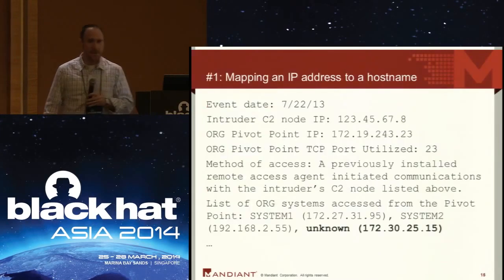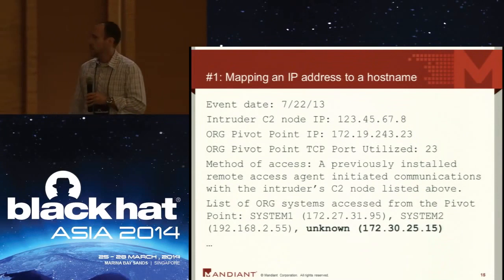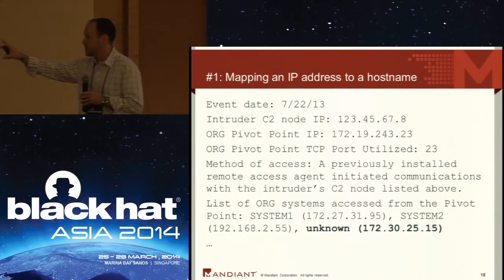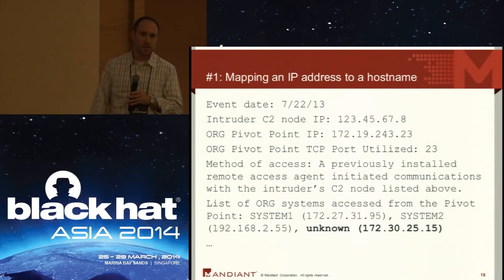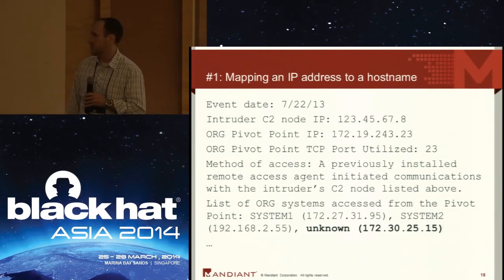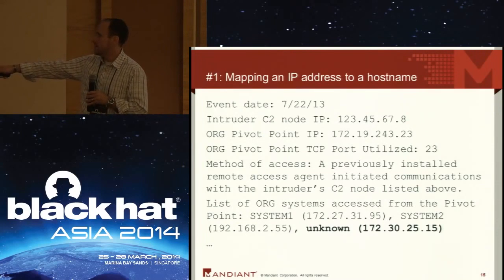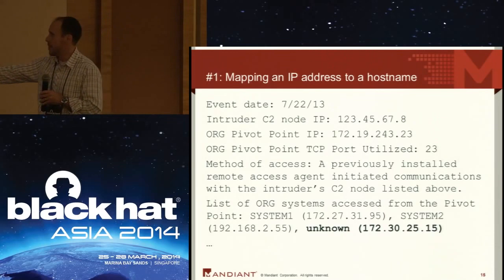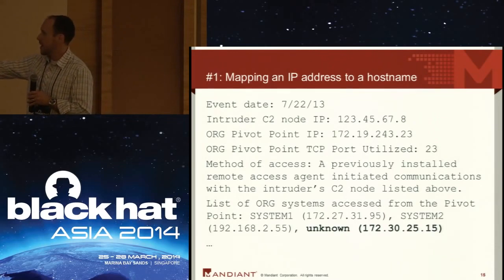So, mapping an IP address to a host name. This is an excerpt that's been sanitized from a report from a third party to one of my clients at the beginning of an investigation. They said that on this particular date, the attacker command and control right here was used to control this system here, which is in your network, 172.19.243.23. And they said he accessed a backdoor.